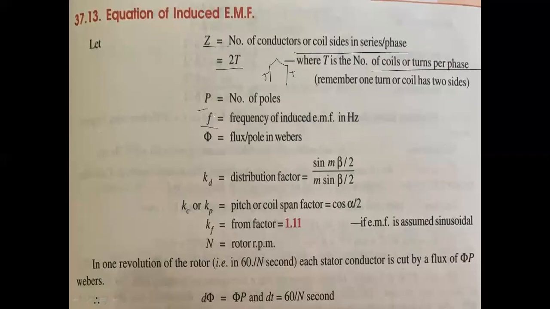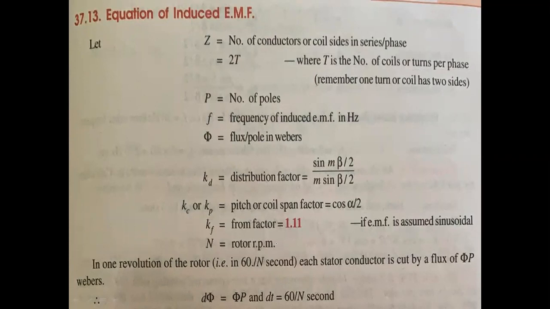F, the frequency of the induced EMF in Hz. Next, phi, the flux per pole in Webers. KD is the distribution factor, sin(m beta by 2) by m sin(beta by 2). And Kc or Kp, the coil span factor or pitch factor, is equal to cos(alpha by 2). Next, Kf is the form factor, which is equal to 1.11 for a sinusoidal wave, assuming. And N is the rotor speed. Remember, this is in RPM.